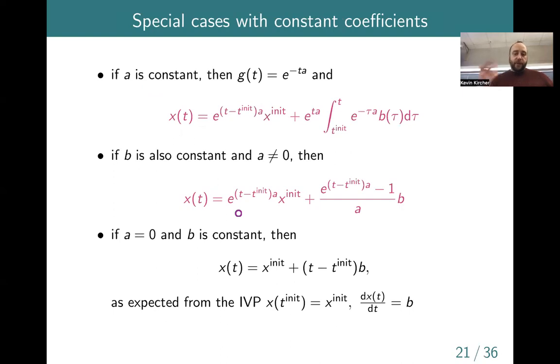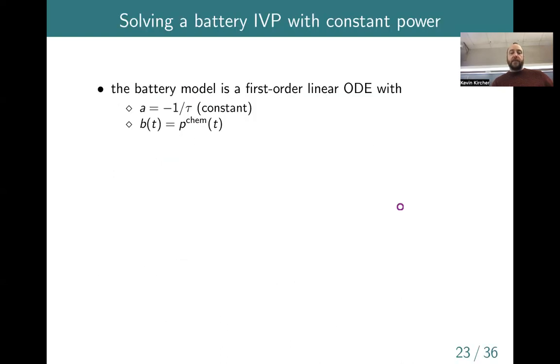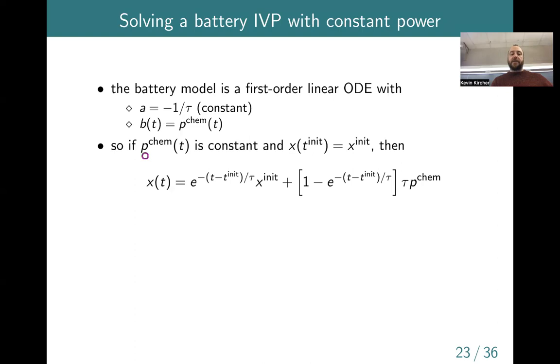I won't go through all the steps, but you can take this formula and plug in the definitions of A and B, and you get the general solution, assuming constant charging power. It takes this form. We have an exponential decay term multiplying the initial condition. And then we have an exponential growth kind of term, 1 minus exponential decay, multiplying tau times the charging power. Is everybody on board with this so far? Any questions about this?